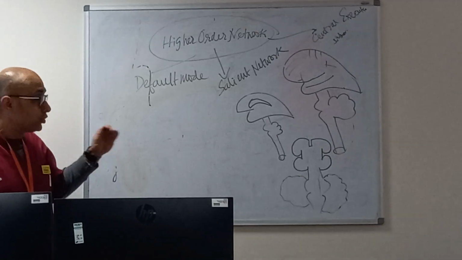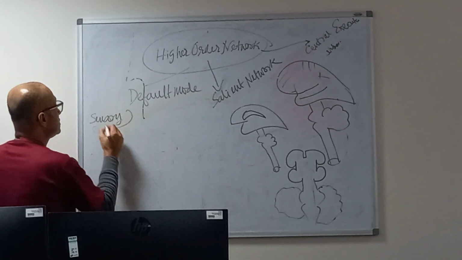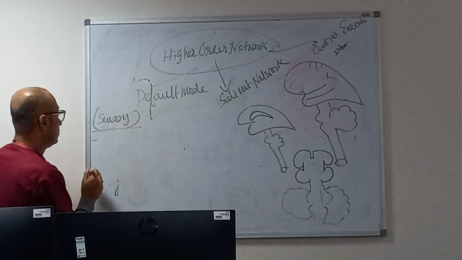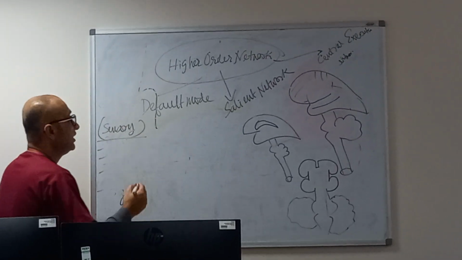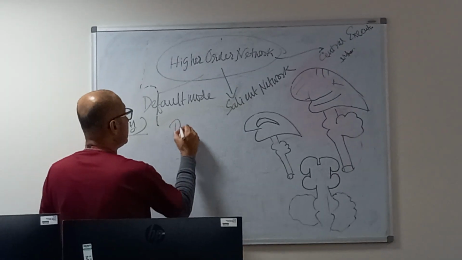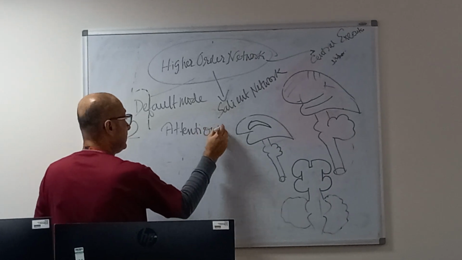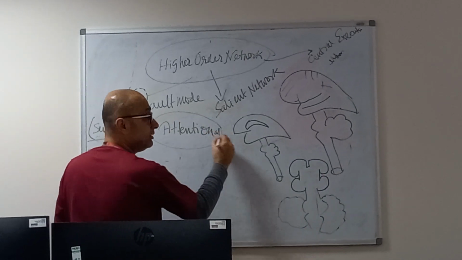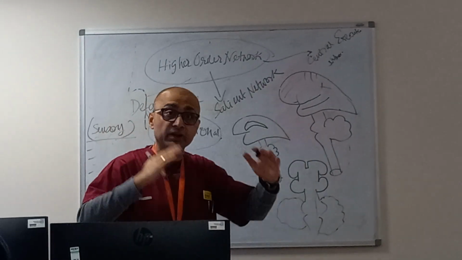And then on top of that, we have got sensory networks, which include, for example, the visual network, auditory network, gustatory network, olfactory network. Then we have got the attentional network. This is very important. Along with the higher order network, attentional networks are very, very important. Okay. So if you think of, there are two types of attention.